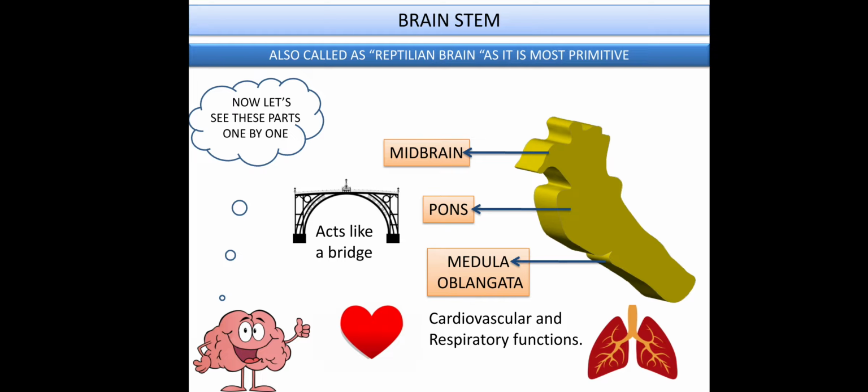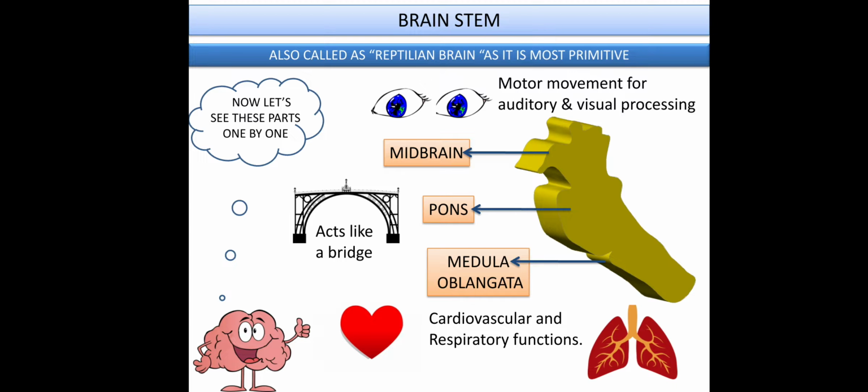Now the midbrain is situated above the pons. The midbrain serves functions in motor movement, particularly the movement of the eyes, and in auditory and visual processing. Like if something passes by us, our eyes will follow that.